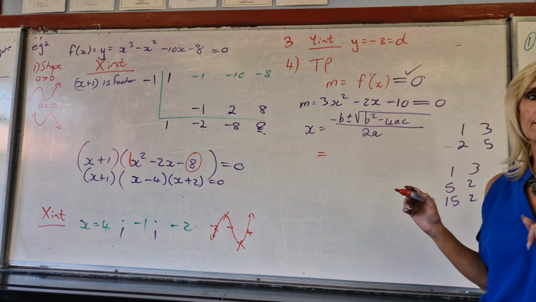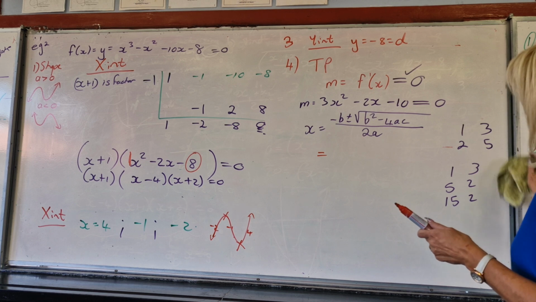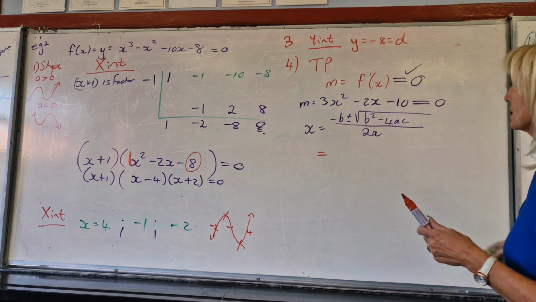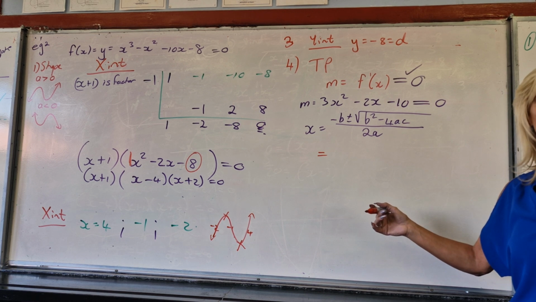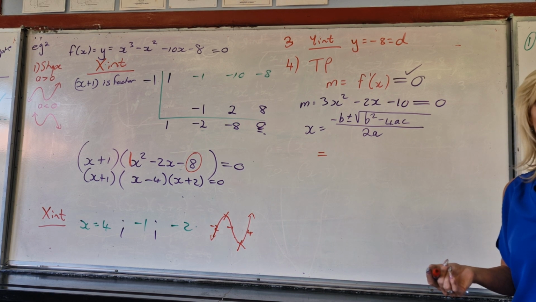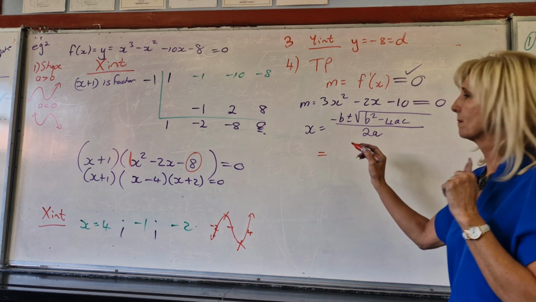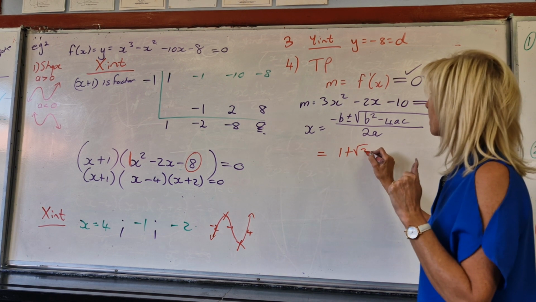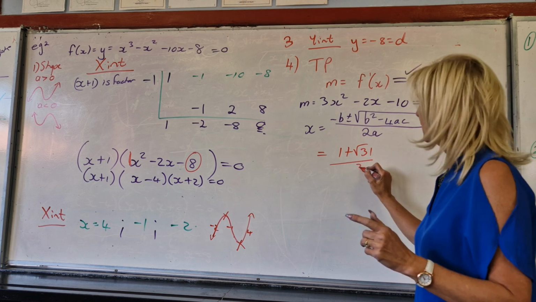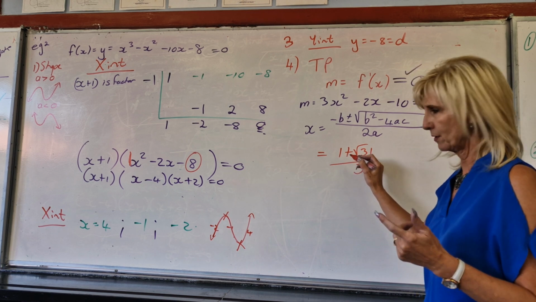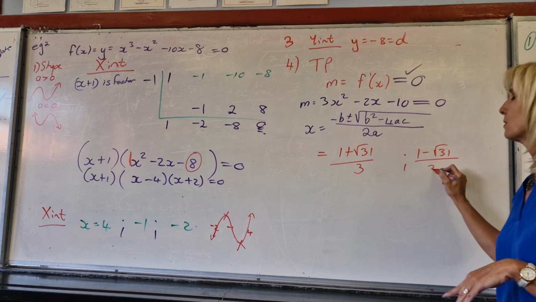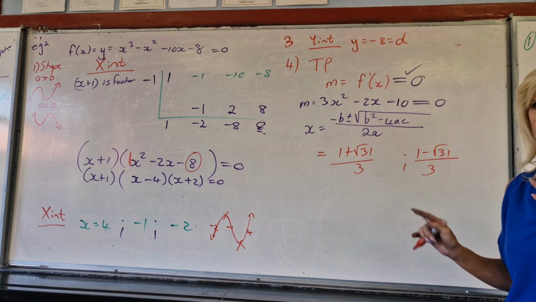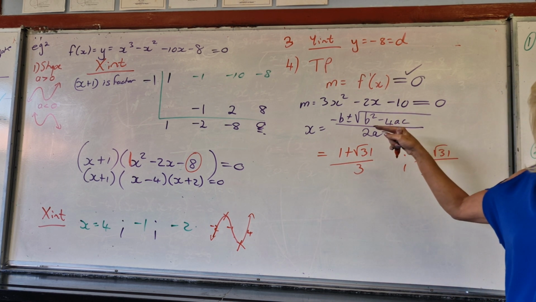Answers? Minus 1 plus square root 31 over 3. Over? And the other one should be negative. Okay. What does that tell me if I'm working with my new calculator? That I should have used the formula.